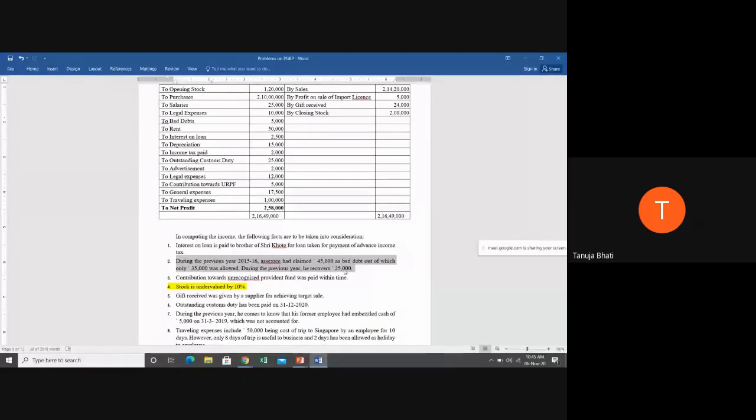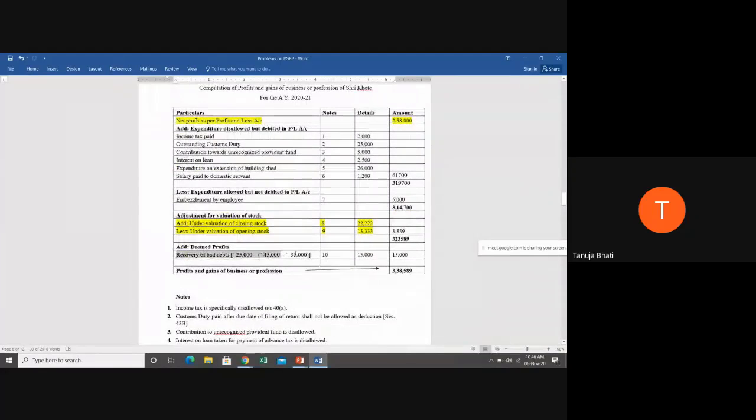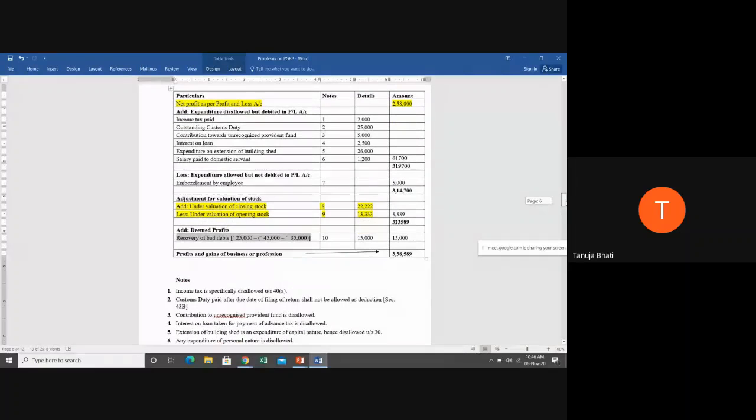So he had taken the benefit of it. He had deducted that bad debts amount. So that year they had deducted 35,000, but he has recovered that amount. Recovered means that bad debts is no more a bad debt. So it is a recovery of bad debts, and recovery of bad debts is your deemed profits, and deemed profits is supposed to be added to your net profit in order to arrive at the correct profits and gains from business or profession.